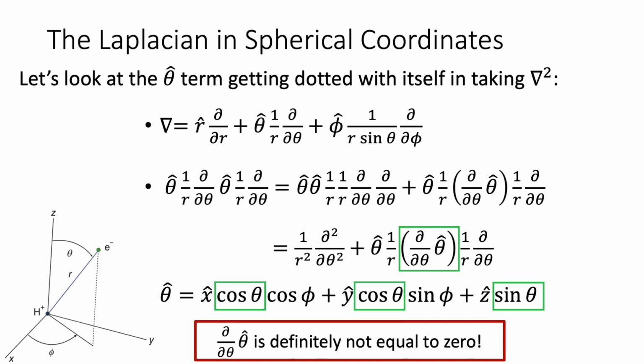No, it's not equal to 0. I suppose if you were just trying to guess, you might think the terms cancel out or something. They don't, they don't go away. So in this particular case, d/dθ of theta hat is not equal to 0, not like in Cartesian.